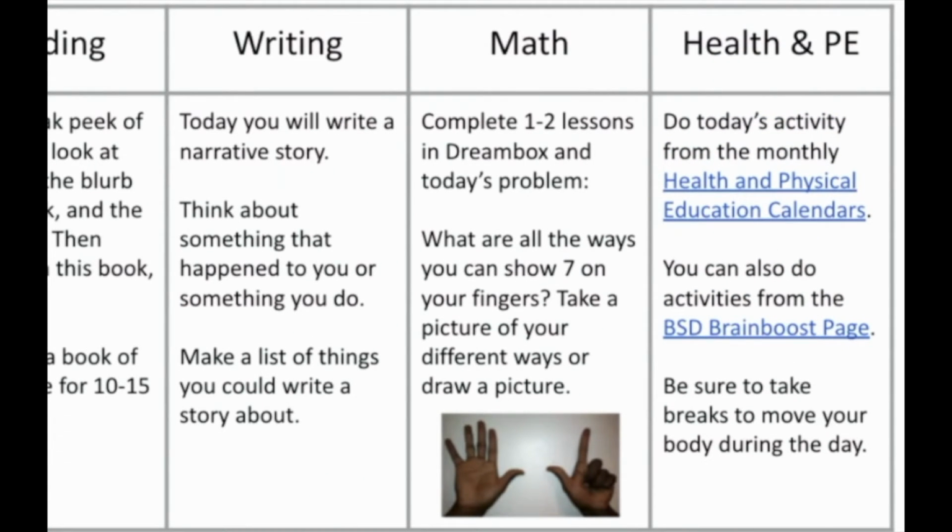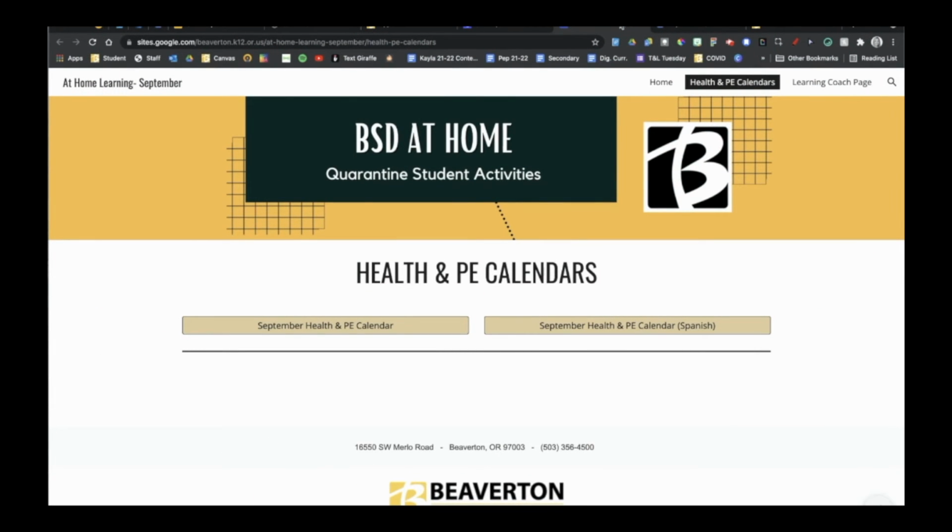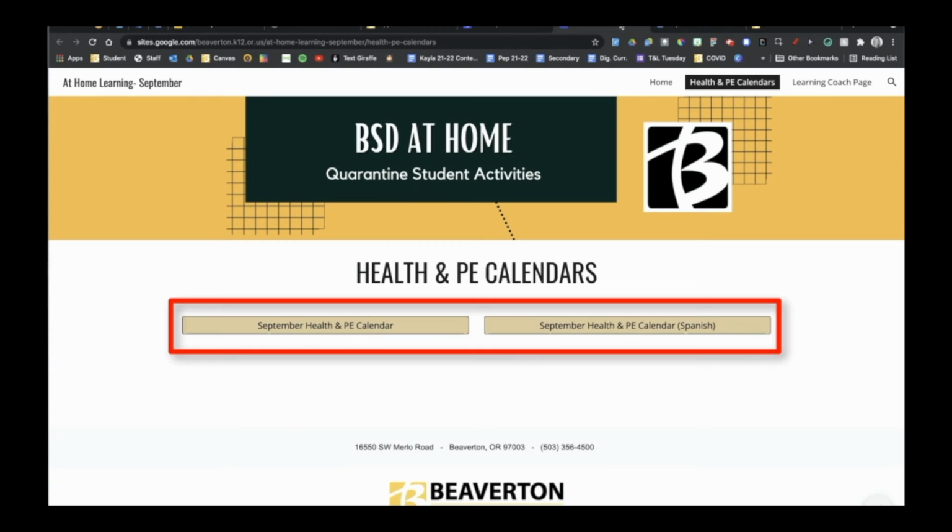And the last column, and I'm going to explain it today, but I won't explain it all the days because it's the same activity. You're going to do health and PE. You're going to do today's activity from the monthly health and physical education calendars. So once you click on that link, it's going to take you to this page. And this page is going to list all of the different calendars for the different months of the year. Now we're at the beginning of the school year, so right now it only has September listed. It has September in English on the left and September in Spanish on the right.